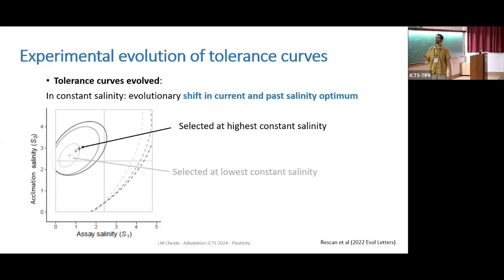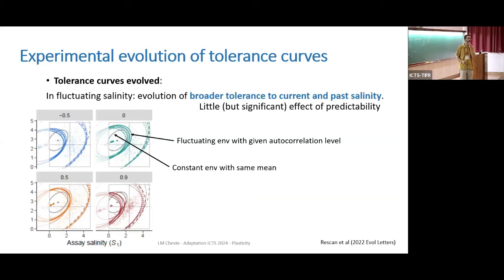For this, we did this whole array I'm not showing, with 9 salinities times 9 salinities, and we measured all this growth. And when we compared constant to fluctuating treatments, the constant here in the background is the one that has the same mean as the fluctuating. The fluctuating treatments had broader tolerance curves than the constant. Again, broader with respect to how the growth rate depends on current salinity, but also in terms of the effect of the previous salinity.